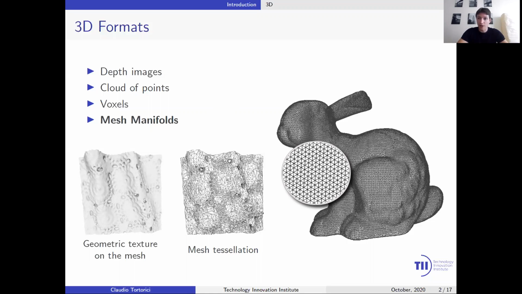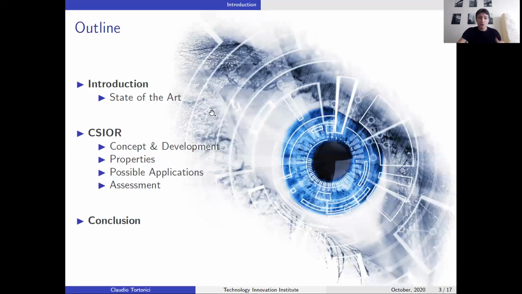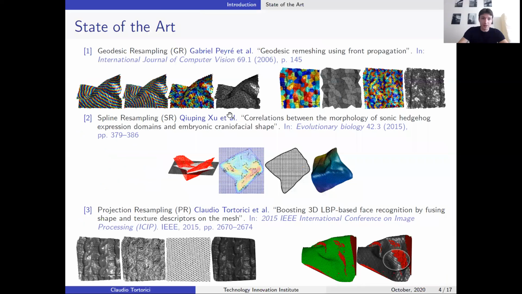However, mesh manifolds have some disadvantages. In fact, often they have what we call an irregular tessellation. In other words, the triangles, also called facets, that compose the mesh have different size and/or shape. Also, neither the vertices nor the facets are ordered in any manner. So today I will speak about some state-of-the-art approaches, then I will present CSIOR, I will go through its concept and its properties, possible applications, and finally its assessment.